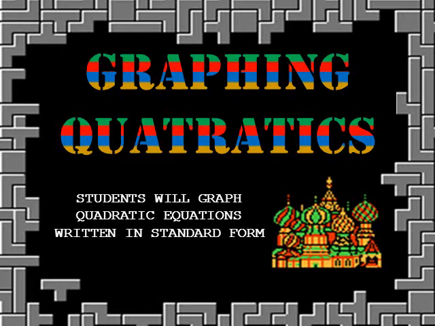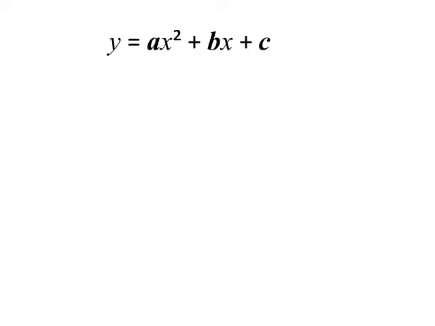So today we're just going to talk about the standard form. And the next time we'll talk about how to graph in a different form. And we'll talk about that a little bit in just a few minutes. So this is the standard form of a quadratic equation. It's y equals ax squared plus bx plus c.